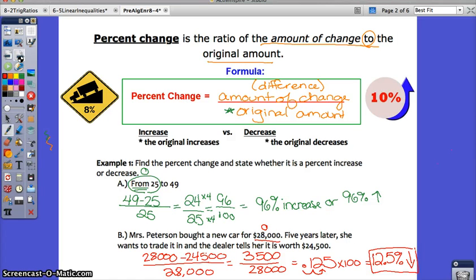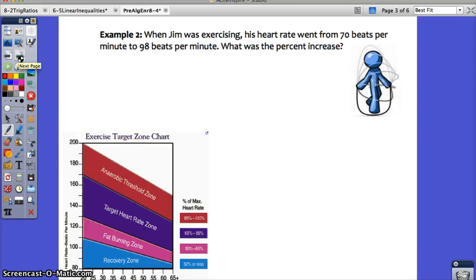So where else do we see a change? Well, think about it. When you're exercising, when you're doing something that's athletic, your heart rate changes, and it increases when you're working out, and then it slows down afterwards and decreases. So when Jim was exercising, his heart rate went from 70 beats per minute to 98 beats per minute. What was the percent increase?